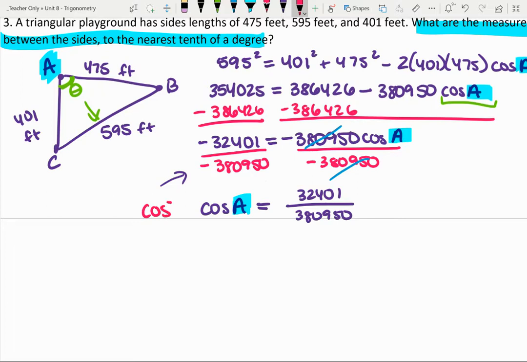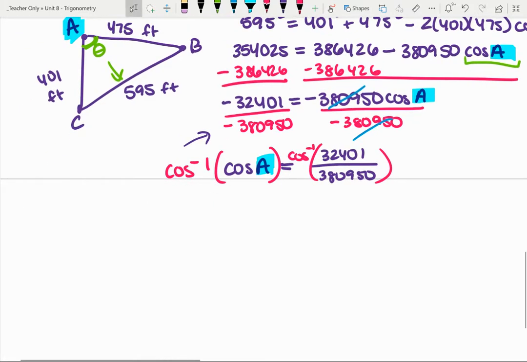So applying an inverse cosine, remember that's got that little exponent of -1, to both sides there. That is in our calculator. If you're using a handheld calculator, you're going to use second and hit the cosine button. So when I do that, I get an angle measure of approximately 85.1 degrees. We are going to the nearest tenth of a degree.